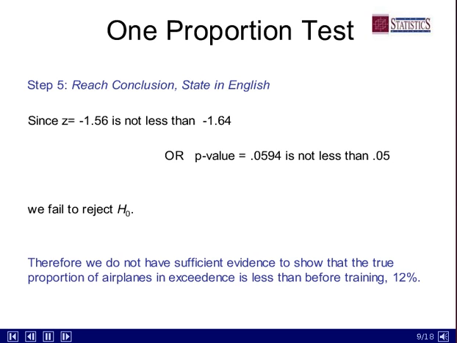There's not enough evidence to support that the true proportion of airplanes in exceedance is less than the 12% it was before training. So even though it's gone down a little over 3%, statistically it's not far enough to say that the training was really effective. There's some indication from just the value itself, but statistical evidence is not there to prove that the training was effective.